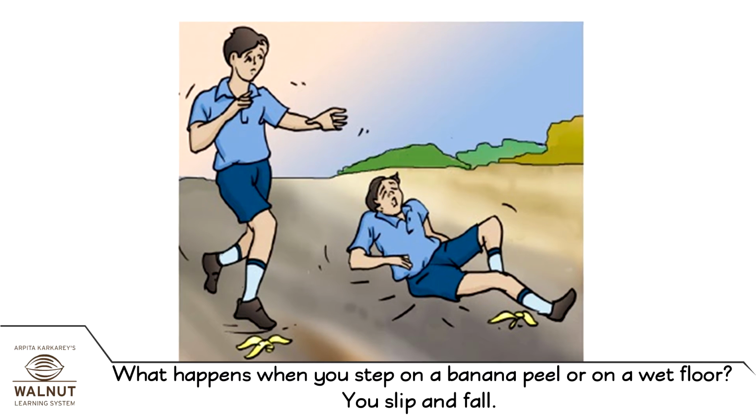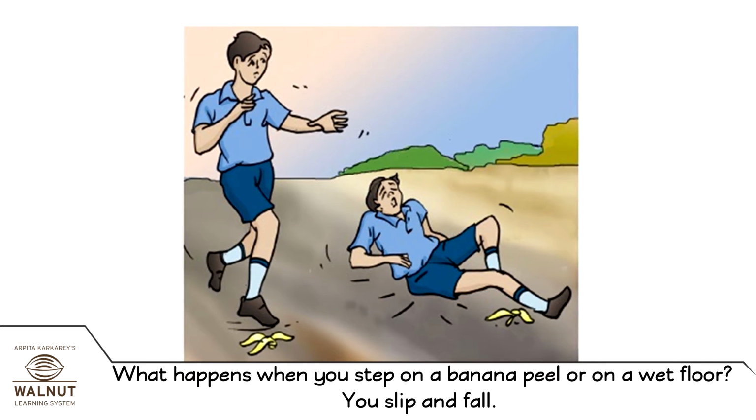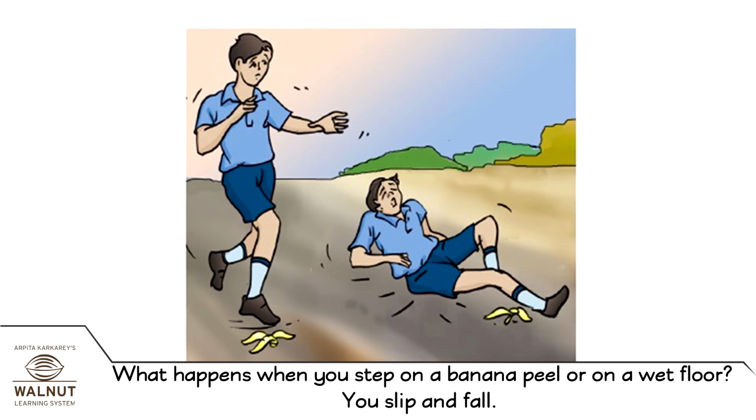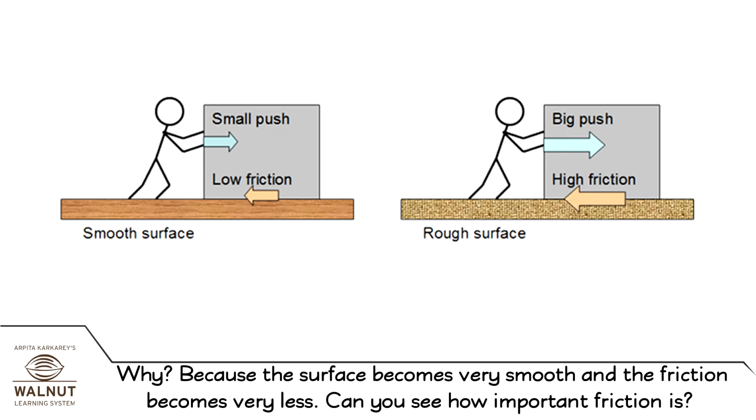What happens when you step on a banana peel or on a wet floor? You slip and fall. Why? Because the surface becomes very smooth and the friction becomes very less. Can you see how important friction is?